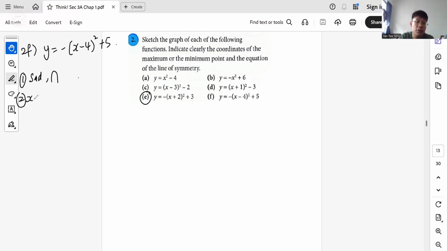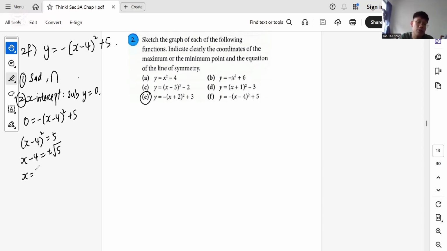Okay, point number two, how to find the x-intercept. Same thing, sub y equals to 0. So 0 equals -(x minus 4) squared plus 5. So (x minus 4) squared equals 5. Then you square root, so x minus 4 equals plus minus square root 5. So x equals 4 plus minus square root 5, so x equals 4 plus square root 5, or x equals 4 minus square root 5.